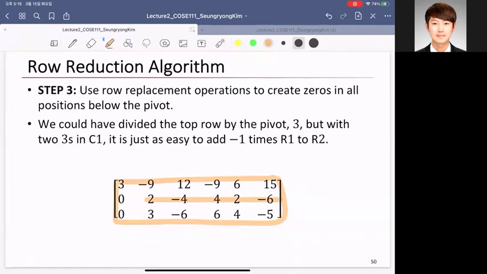So this was step 3. Use row replacement operation to create the zero in a hole position below the pivot. So this is the pivot and this is the hole position below the pivot. So we create the zero here, right?